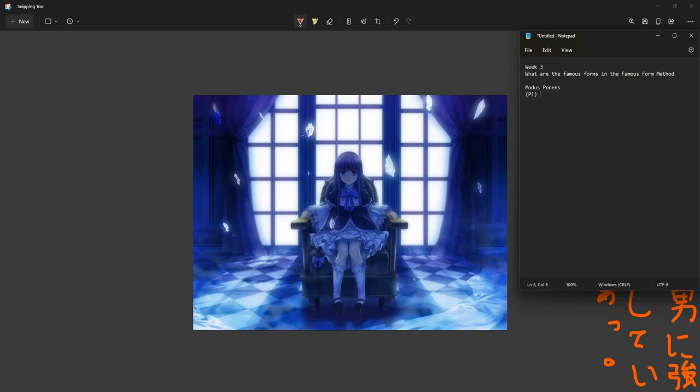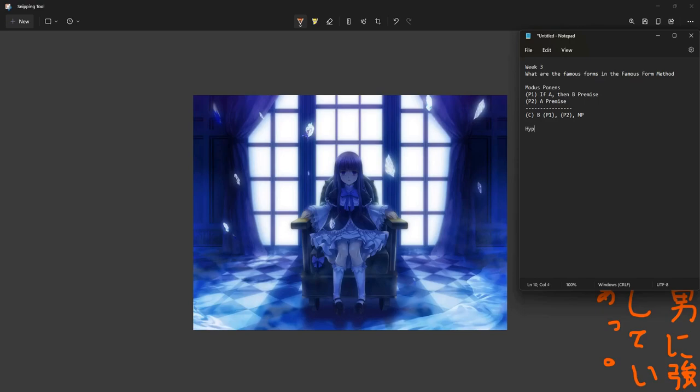P1. If A, then B. Premise. P2. A. Premise. Step C. B. P1, P2, MP. That's modus ponens. In a sense, if A, then B. A is given, therefore B.